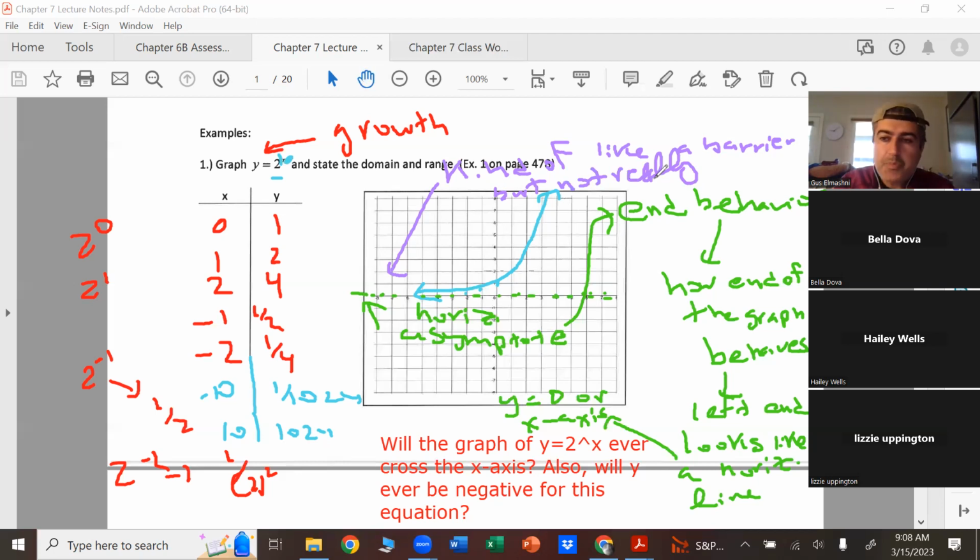Go ahead. What does the purple say again? Kind of like a barrier, but not really. Okay. It kind of looks like a barrier, but not really. Like it looks like it's a part we can't cross, which is true for now. But we are going to see in chapter 8, which we'll do in late April and May, that we'll have graphs that can cross horizontal asymptotes. But we do have to show this.